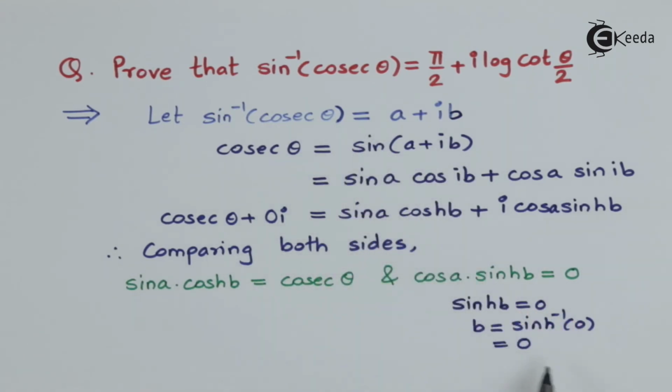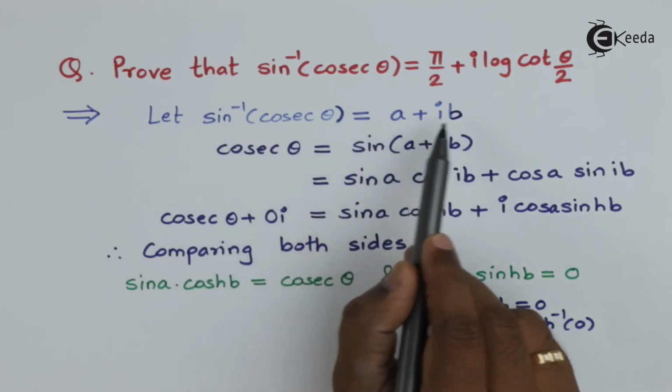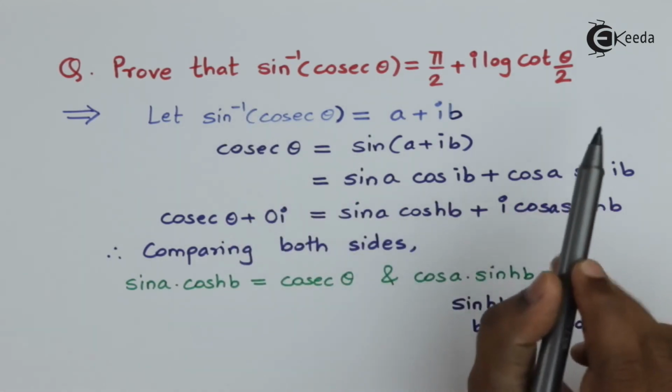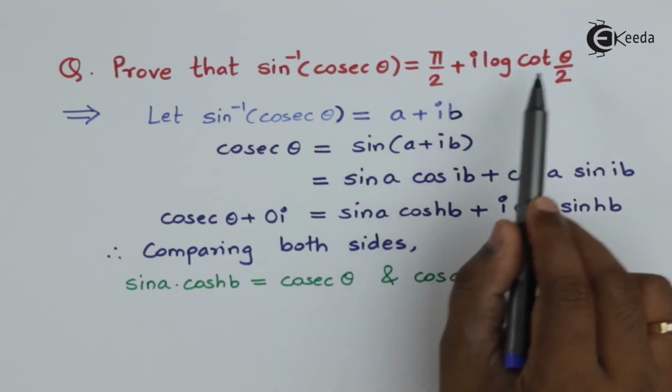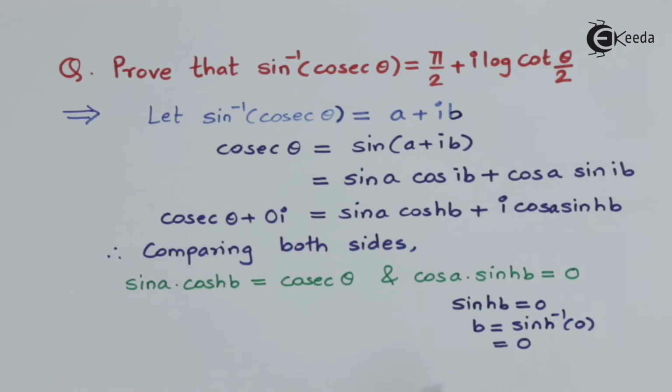So if we get B as 0, it means the value of sin inverse cosec theta will be equal to A plus 0i, or only A. So it means we are saying the imaginary part is 0. But that's not possible, because in the question it is said that the imaginary part is log of cot theta by 2. It means we have to prove that B is log of cot theta by 2. So this assumption is wrong.